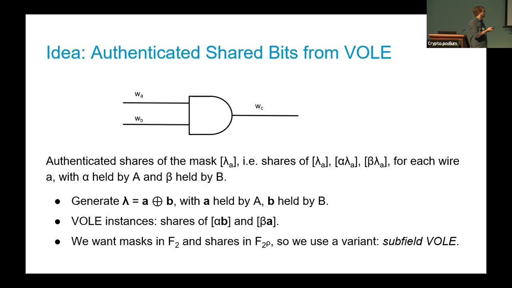I'll point out here that you want A and B to be randomly generated from F2, but you want the sharing to be over F2 to the rho or F2 to the kappa, so either the statistical or computational security parameter. So here we're not technically using VOLE, we're using subfield VOLE, where the vector comes from a subfield of where the shares are located. And I'll also point out that this is what you do for every construction: some kind of VOLE magic to get your authenticated bits for free.